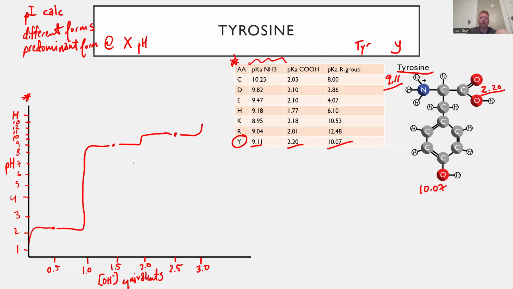Now, these horizontal regions are also my buffering ranges, or my place where I can add more base, but my pH isn't going to change dramatically. So wherever you see a horizontal region of a titration curve where the y-axis is pH and x is OH equivalents, that's your buffering range. Now, with that in mind, not quite to my PI calculation, but that's the next thing that I want to do.